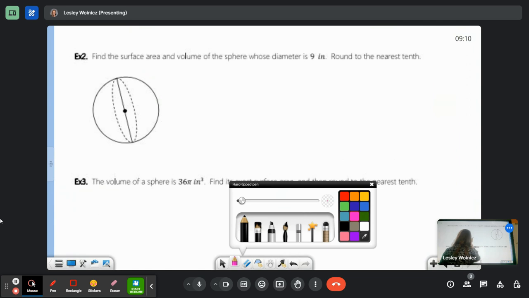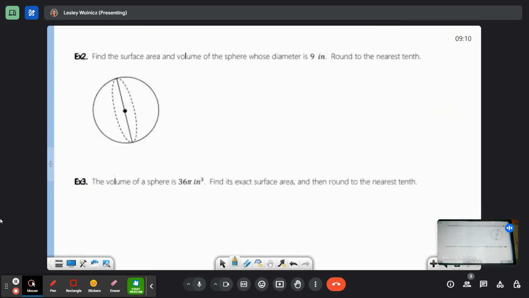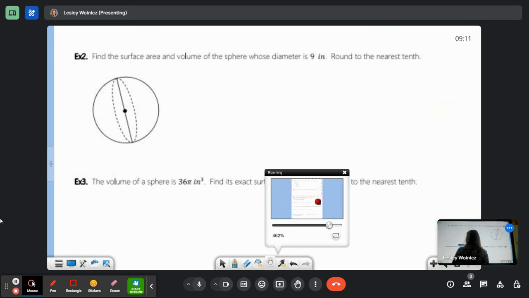Oh, this is the last page. Last page, short and sweet. All right, we got to find the surface area and volume of the sphere. Okay, this one just has rounding in it. Do we need to do this one? Okay. We're going to skip to number 3.